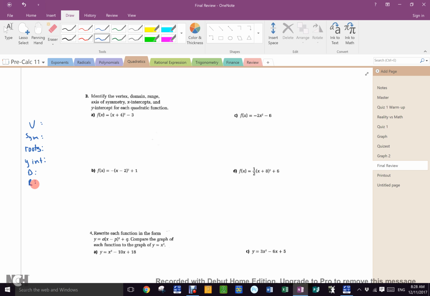The vertex is -4, -3. Nice. Well done, buddy. What's the axis of symmetry? X equals -4. Nice, we're on a roll. What are the roots? That's a little bit of a challenge.